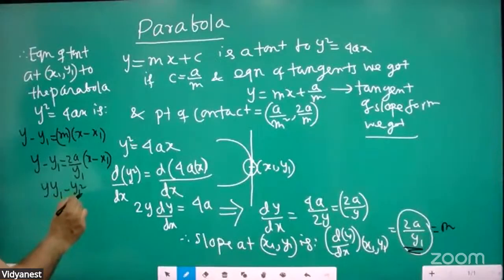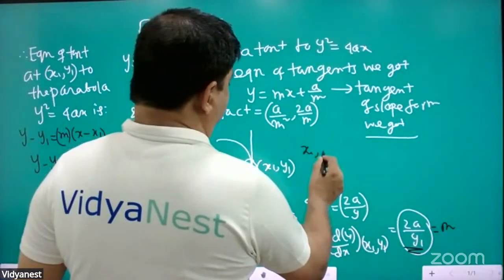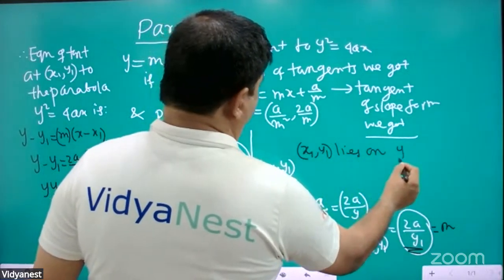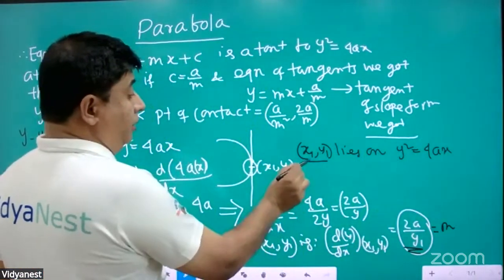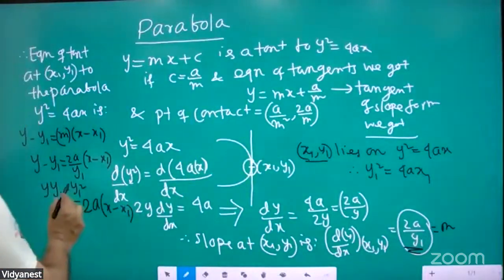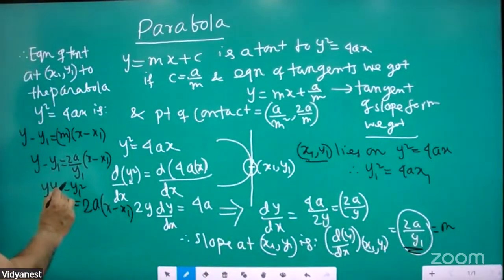y1 times (y - y1) = 2a(x - x1). Now where does (x1, y1) lie? (x1, y1) lies on y² = 4ax. So what will be its role? It will satisfy the equation. So y1² = 4a x1. So that y1² value will be placed here.